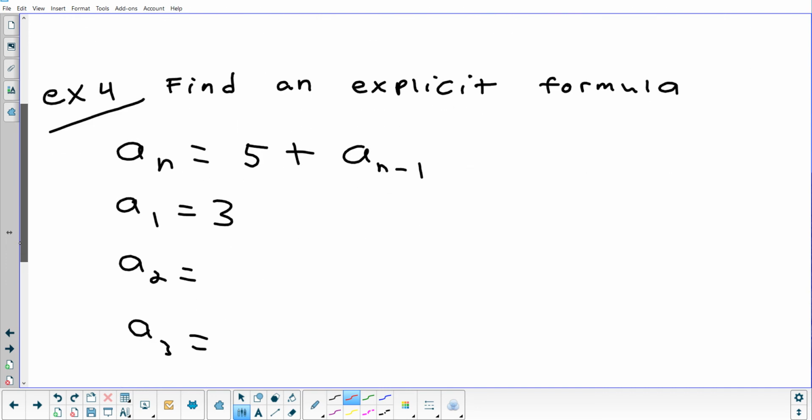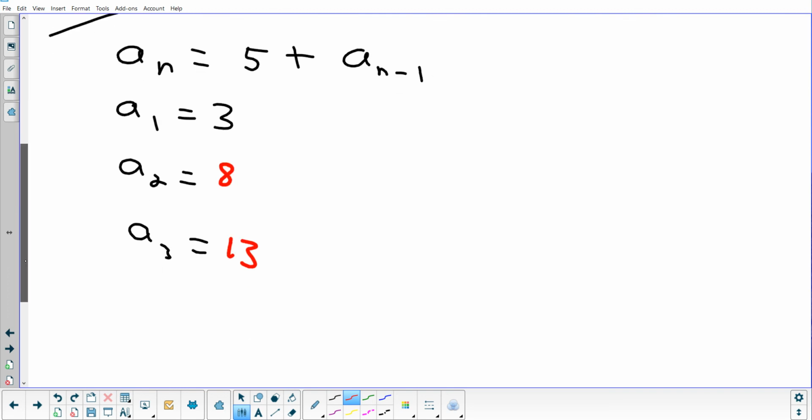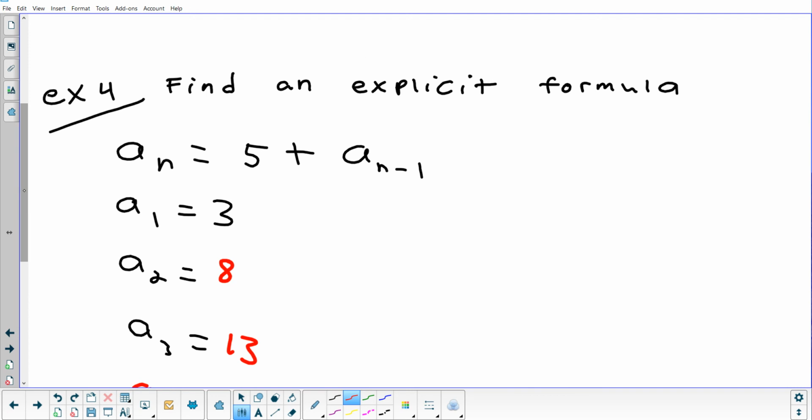What do you think we should do if we want to try to convert this to an explicit formula? Find some numbers, like a couple numbers in the sequence. Yeah, write out at least the first 4 terms. You need something to look at and then see if you can find a pattern. So what's my next number? 8. And the next one? 13. And let's do one more. 18.